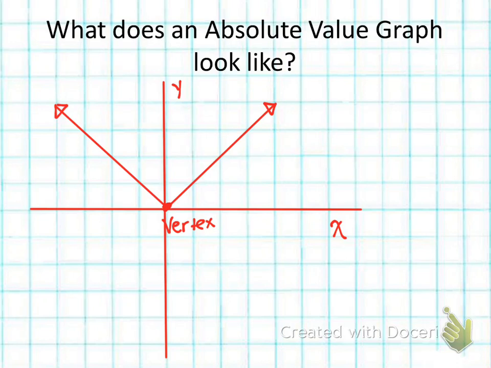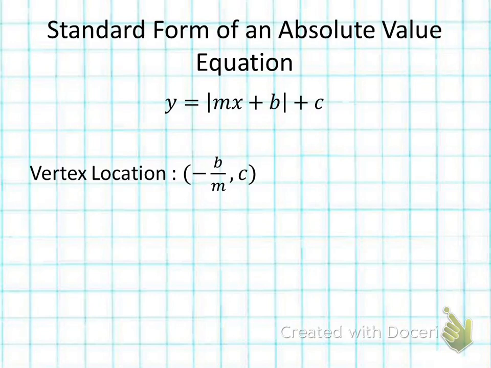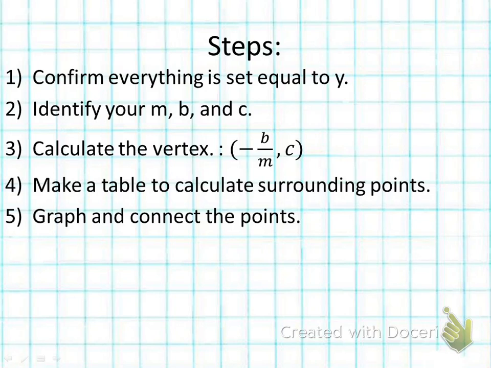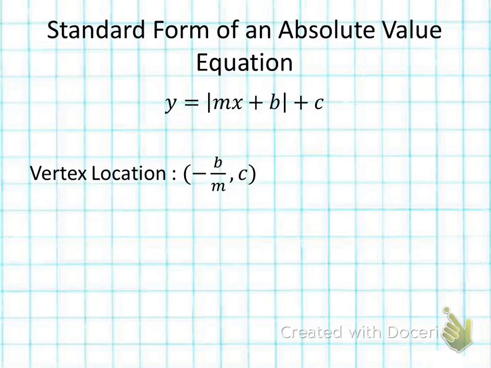All right, continuing on. The other thing we have to start thinking about is the standard form of the absolute value equation. Sorry about that, my computer's running slow today. The standard form of an absolute value equation is the following: y is equal to the absolute value of mx plus b, plus c, which is very similar to the standard form of a line. Remember, standard form of a line was y is equal to mx plus b.